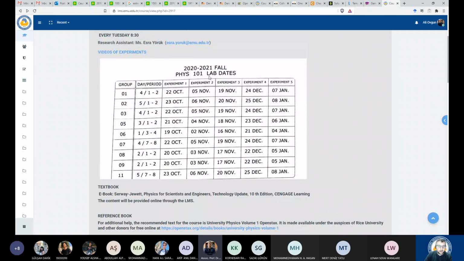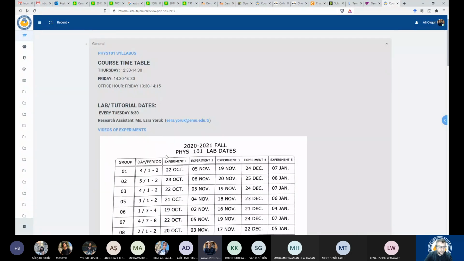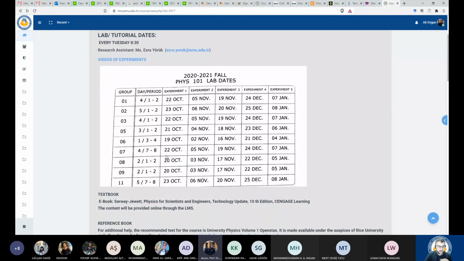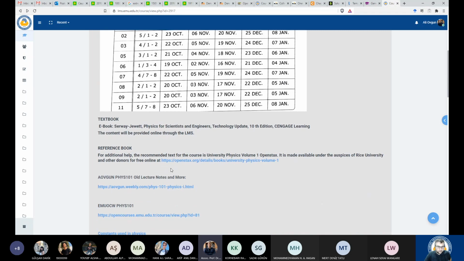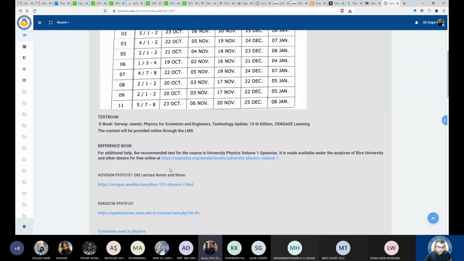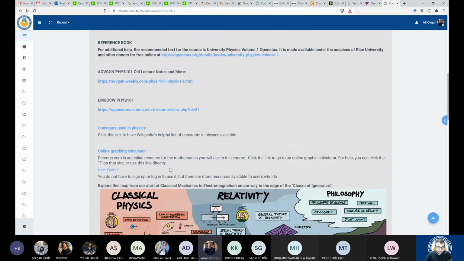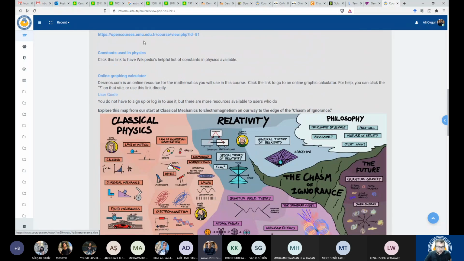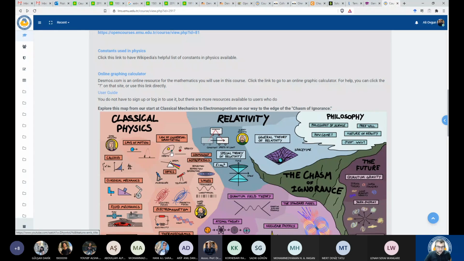And here you can also see lab dates. Okay, so this is Physics 101 Group 8. Our first day for the lab is 20th of October. Okay, so next week. Another piece of information: you can find all constants used in physics here. Also there's an online graphing calculator.